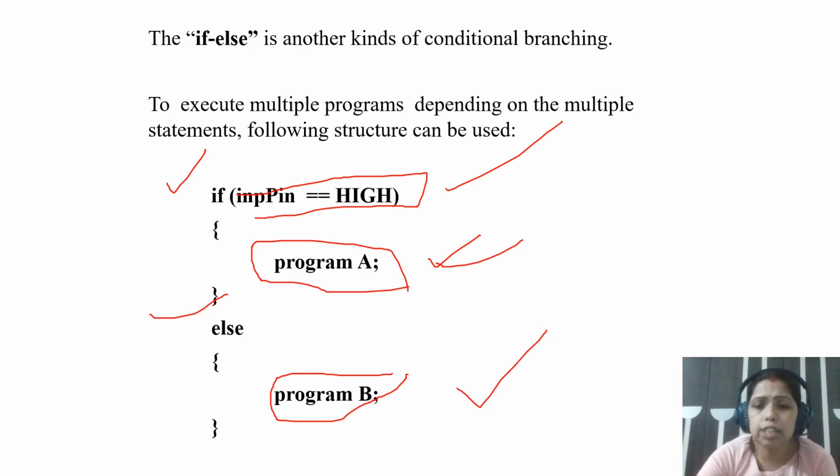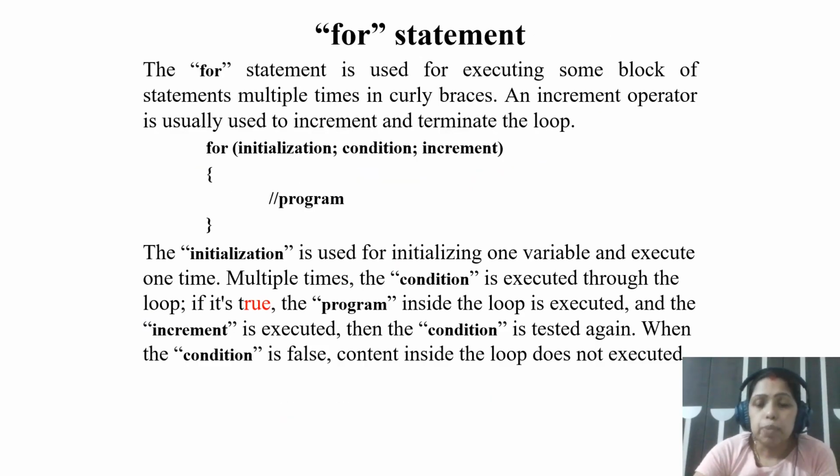So it is simple. Those who have studied Python and C programming know the if else statement. The syntax is a little bit different for Arduino, for writing the code in Arduino. Next is the for statement, which I think you have used in C programs.